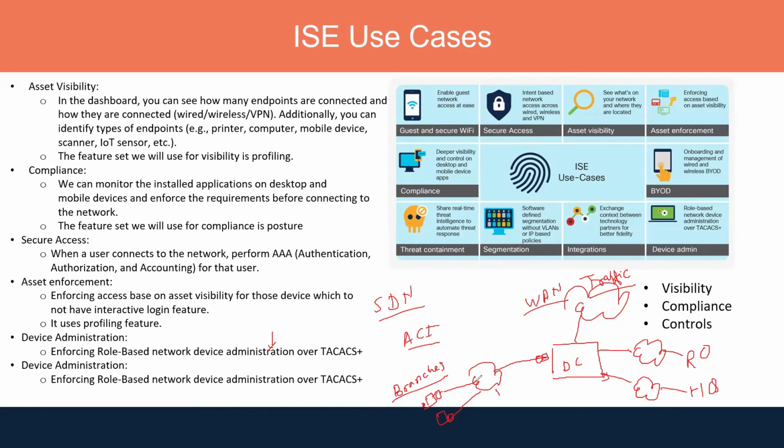What the problem is here, let's say if this link goes down, this link goes down, this link goes down. If you are running on a single link, what would happen? Your connectivity from branch to data center to the internet is going to be down. So what would you use?